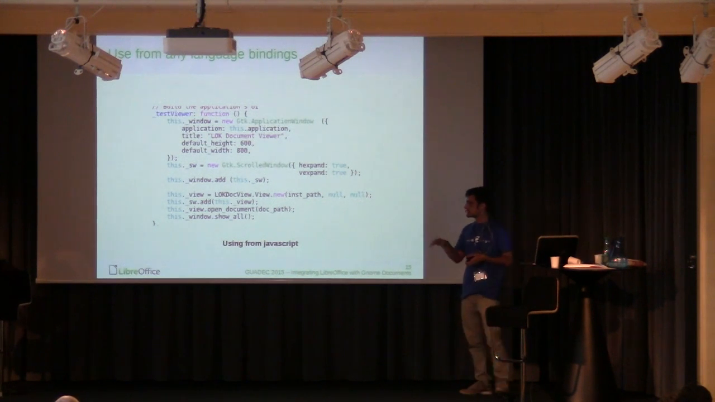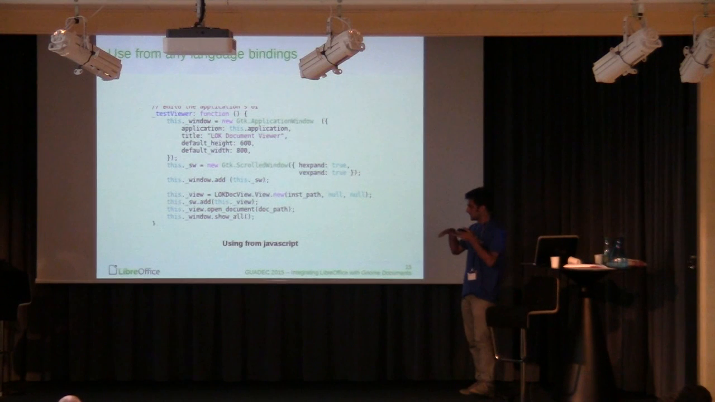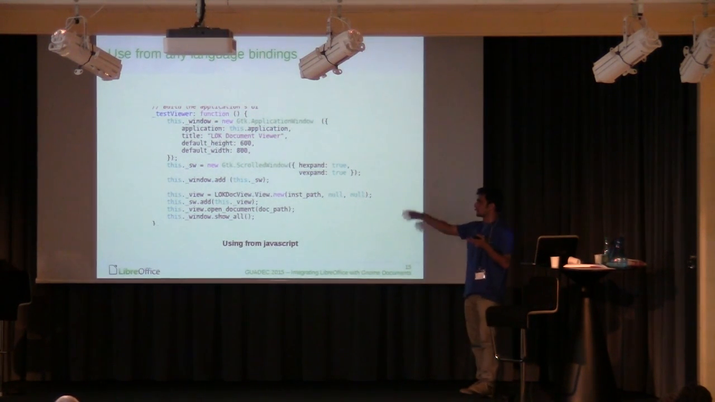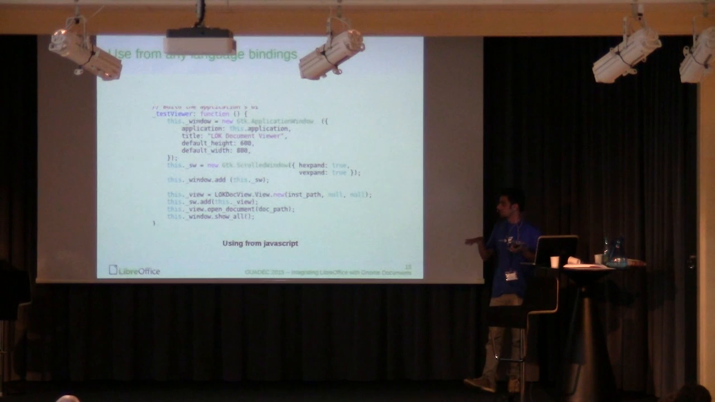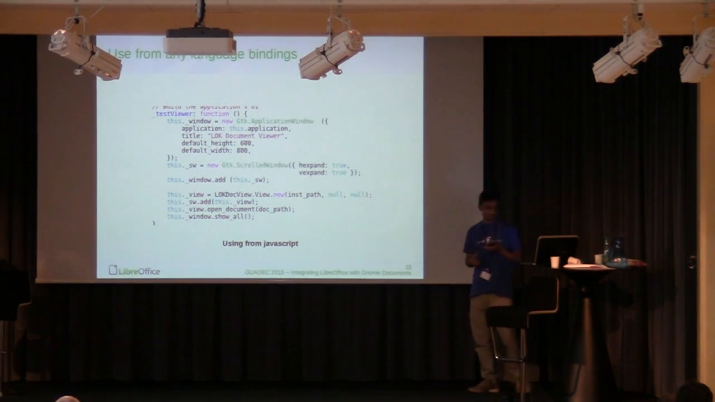The parent class of this LOK doc view is the GTK drawing area. So you have to wrap the GTK drawing area in your scroll window, and then the GTK drawing area would automatically detect what is the visible region and would only render the tiles that it needs to.